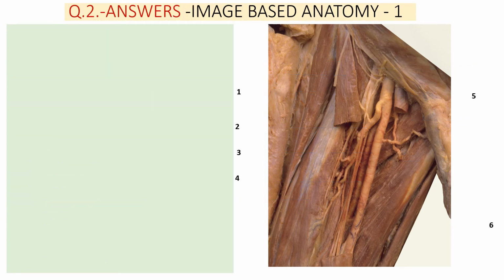Now let us continue answering the second part of the question, and here you have to identify the structures and write the relevant questions related to that. So the first one, you have identified it as the tensor fascia latae muscle, and what is its action? Abductor of hip and extension of knee through the iliotibial tract into which it gets inserted along with the gluteus maximus. So both of them act on the knee joint through the iliotibial tract, and this muscle is supplied by the superior gluteal nerve.